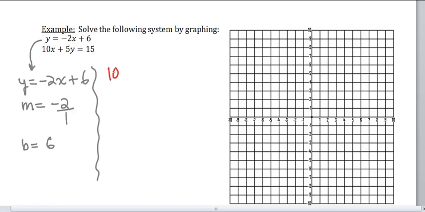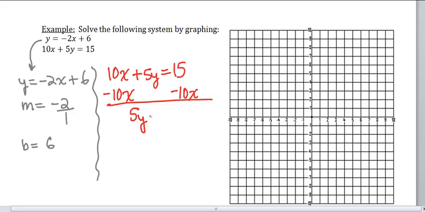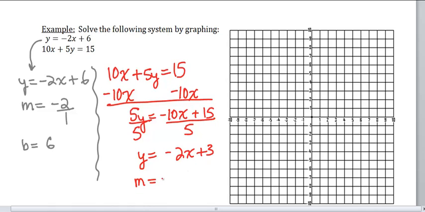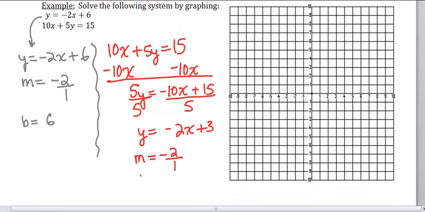I have 10x plus 5y equals 15. I'm going to solve this for y. First thing I'm going to do is subtract 10x from both sides. I have that 5y equals negative 10x plus 15. I can divide both sides by 5. When I divide by 5, this is nice. Everything goes evenly. I get y equals negative 2x plus 3. So my slope is negative 2. I can write it as negative 2 over 1. And my y-intercept is 3, or the point (0, 3).